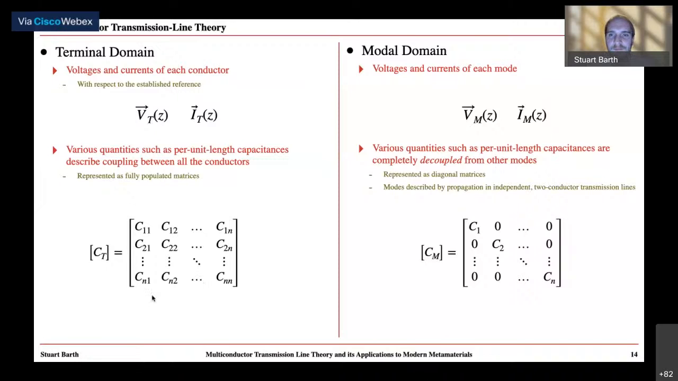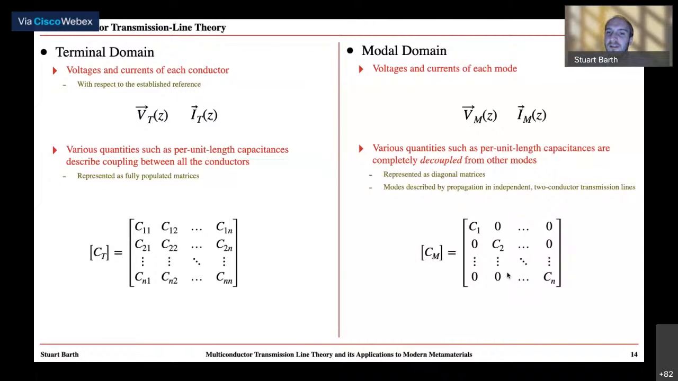Mathematically, we would express this property as a fully populated matrix, as you can see in the bottom left corner. Now, in the modal domain, we have a different scenario. Here, the voltages and currents are described on the basis of each mode. So we have sets of voltages and currents, to which we attribute the subscript M. But notably, various quantities corresponding to these modes are decoupled from each other because we are interested in describing independent waves. So mathematically, we represent these as diagonal matrices.